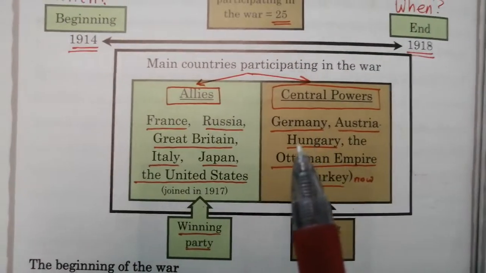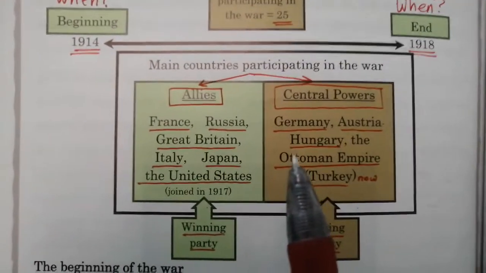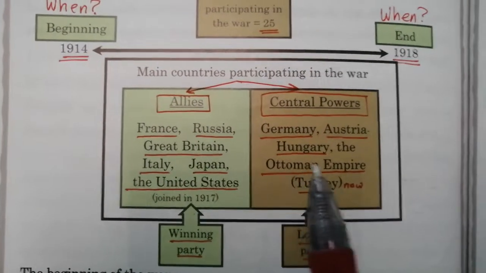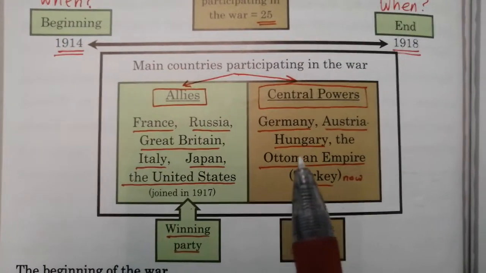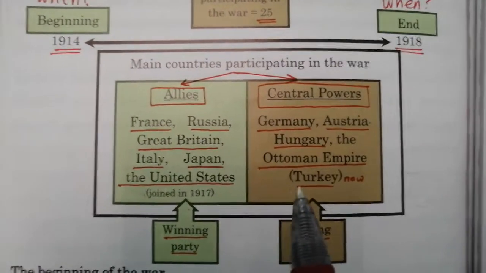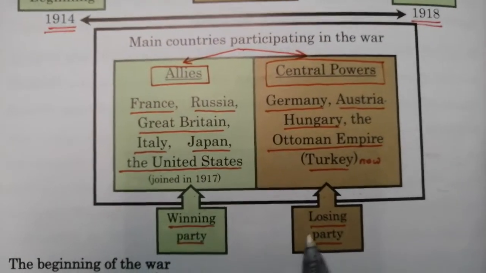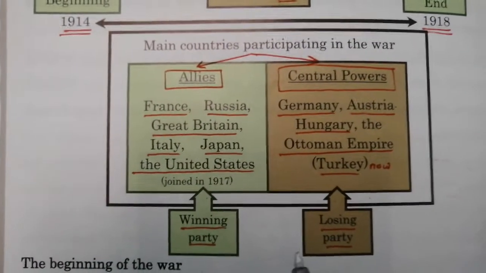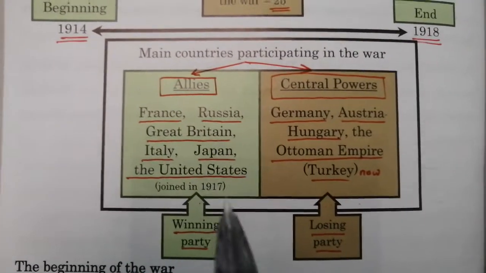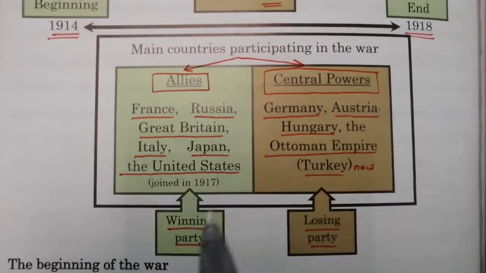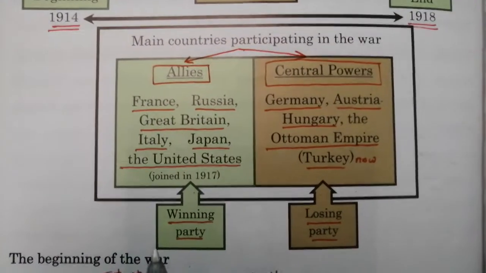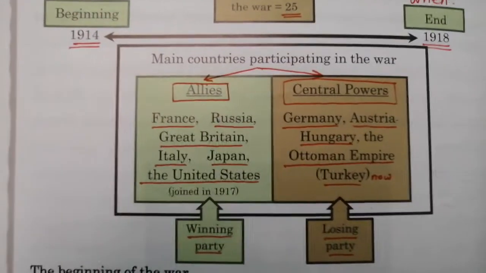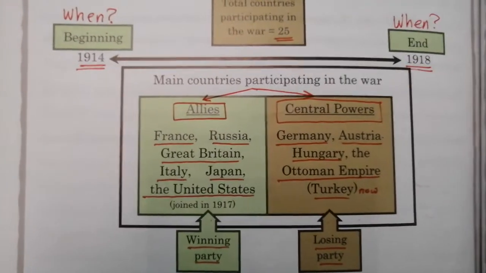The second party was the Central Powers. What were the countries representing this party? They were Germany, Austria, Hungary, the Ottoman Empire that is known today as Turkey. And this party was the losing party in this war. So, the First World War between two parties, the Allies and the Central Powers, and the Allies were the winning, but the Central Powers were the losing party. This is the first part about the background of this war.